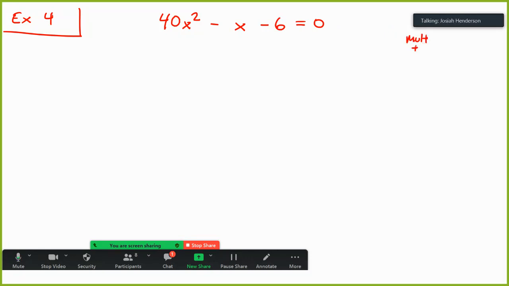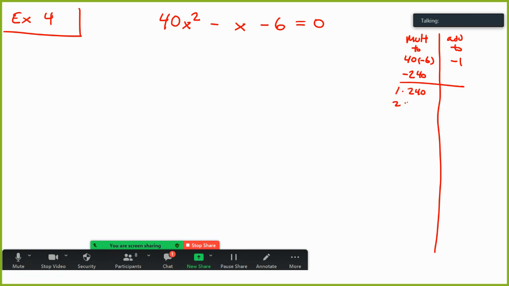So the numbers that multiply to 40 times -6, yikes, what is that? 40 times 6, 240, -240 really. Okay, but we can do it. It just takes a little more time. And then it adds to a -1, the B number in the middle. Here we go. 1 times 240. 2 times 120. Try dividing 240 by 3. 80. So 3 times 80.